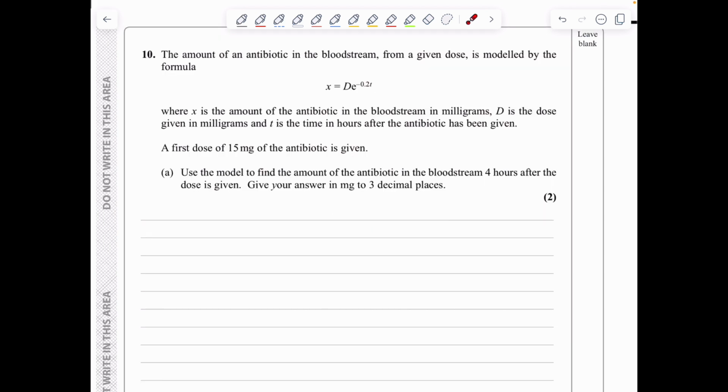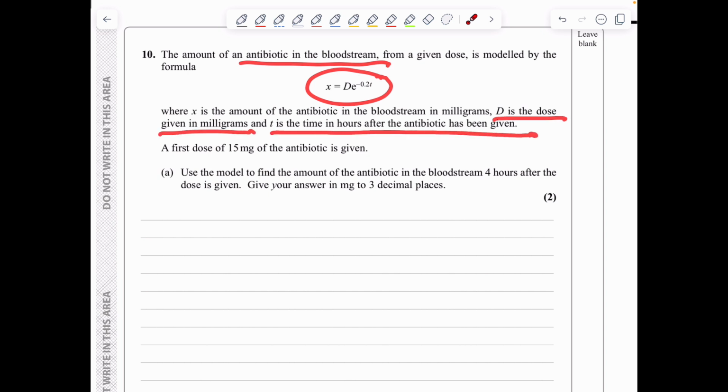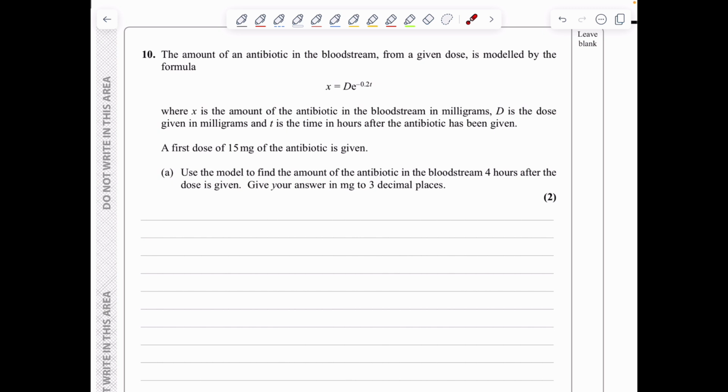In question 10, the amount of antibiotic in the bloodstream is given by x = De^(-0.2t), where capital D is the initial dose in milligrams and t is the time in hours after this dose has been administered. We initially have 15 milligrams of the antibiotic given, and we need to use the model to find the amount of antibiotic 4 hours later. So essentially we're looking at the value of x when D is 15 and t is 4. So this is x = 15e^(-0.2 × 4).